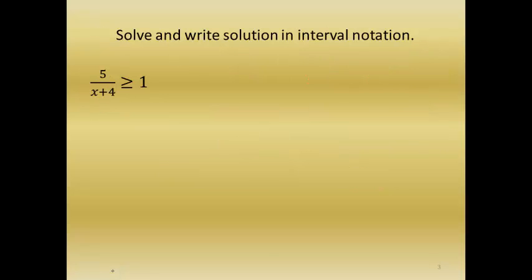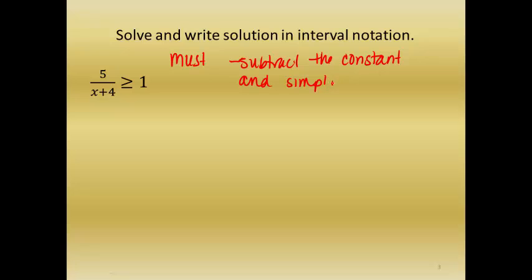So here's this first one, and I'm comparing this fraction to 1, which I do not want to do. So to avoid setting this and comparing it to 1, you must subtract the 1, or subtract the constant, and simplify to a single fraction, which we know how to do.